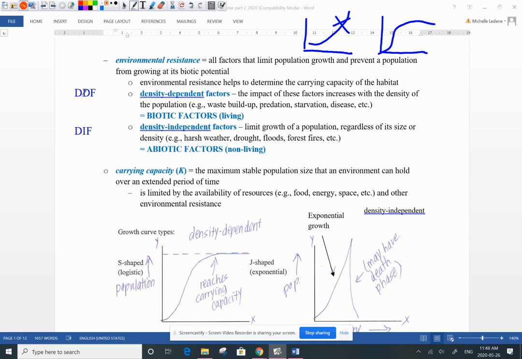So again, those environmental resistance factors can be density dependent or density independent. They can be abiotic, non-living things like harsh weather or a drought or a flood that is stopping the population from growing exponentially, from meeting its biotic potential.